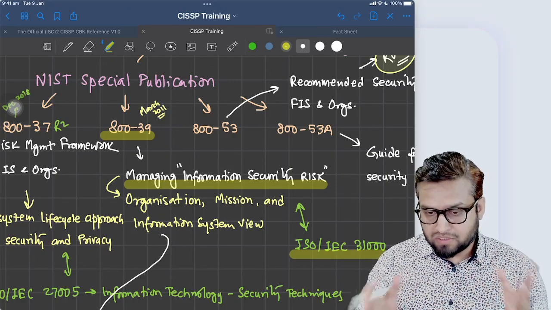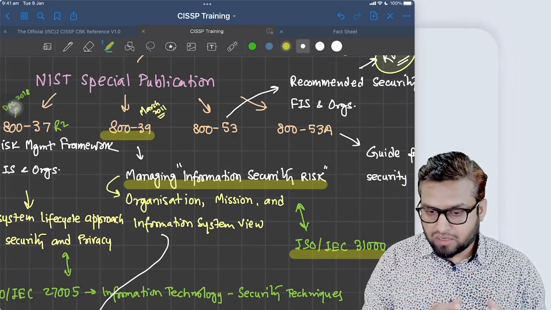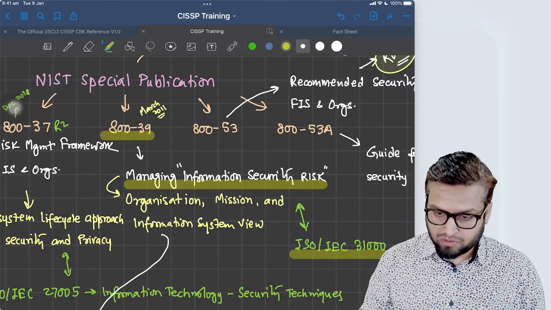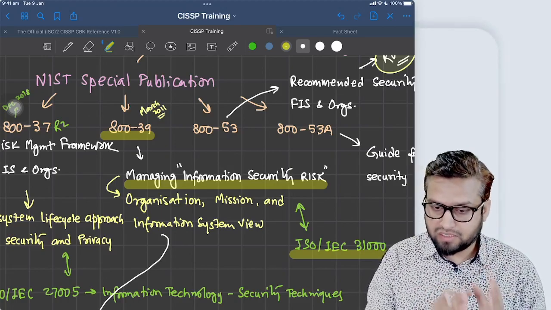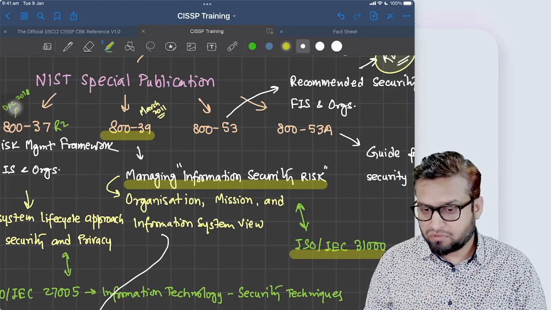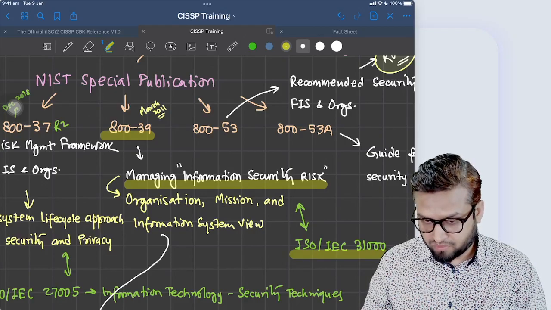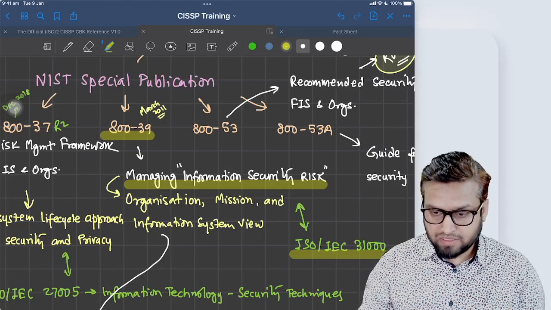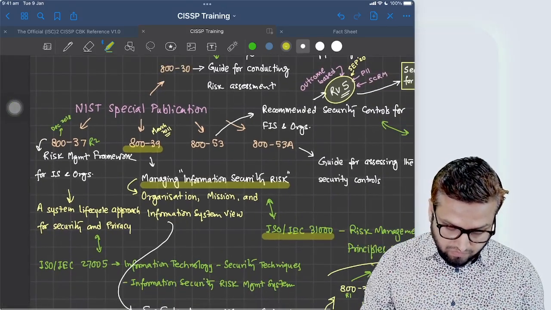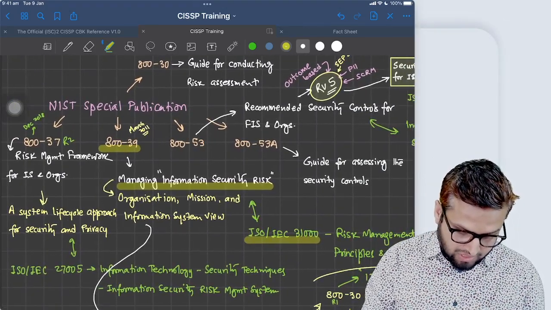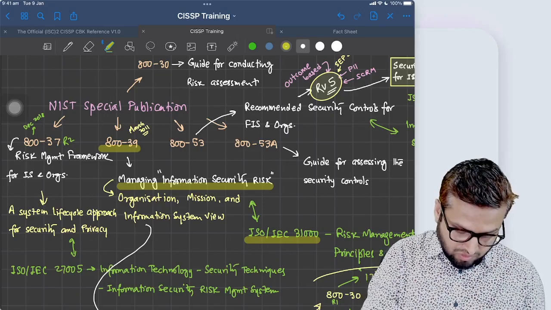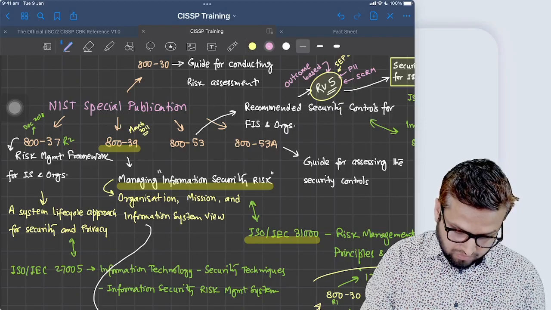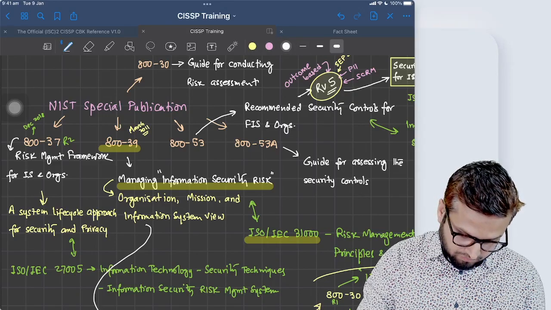Tier 1 is called organization, tier 2 is mission or objective, and tier 3 is information system, right? So organization view, mission and objective view, and information system view. Now the information system view is tier 3, where you have got NIST 837. So how can I, let me pick a color here, this color, and let's make it more thick.